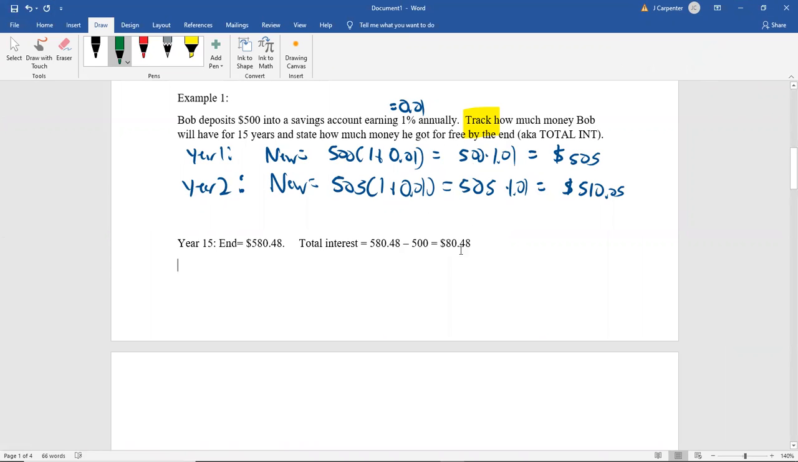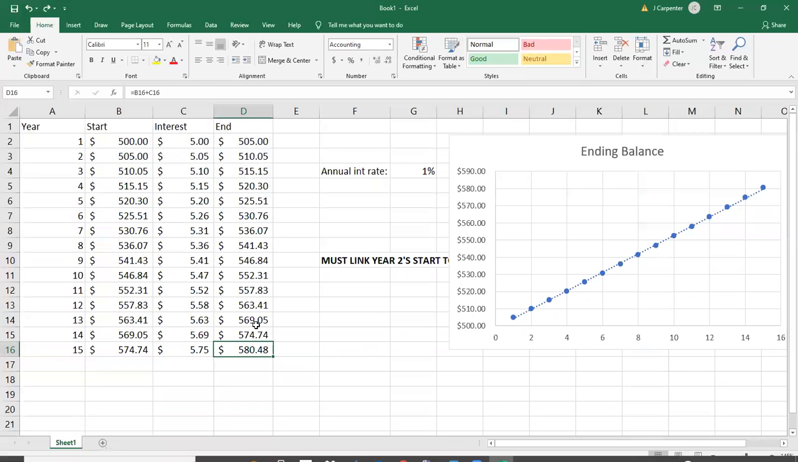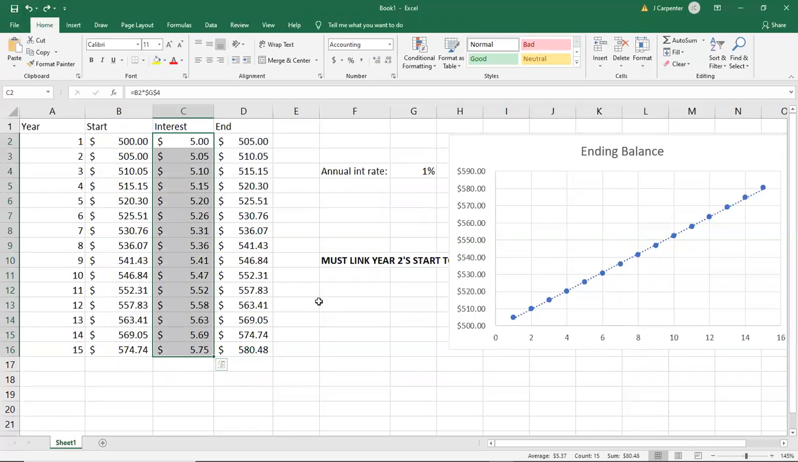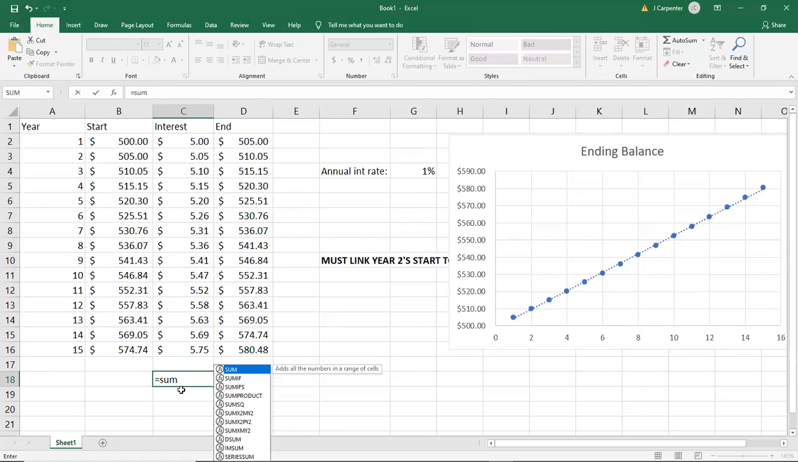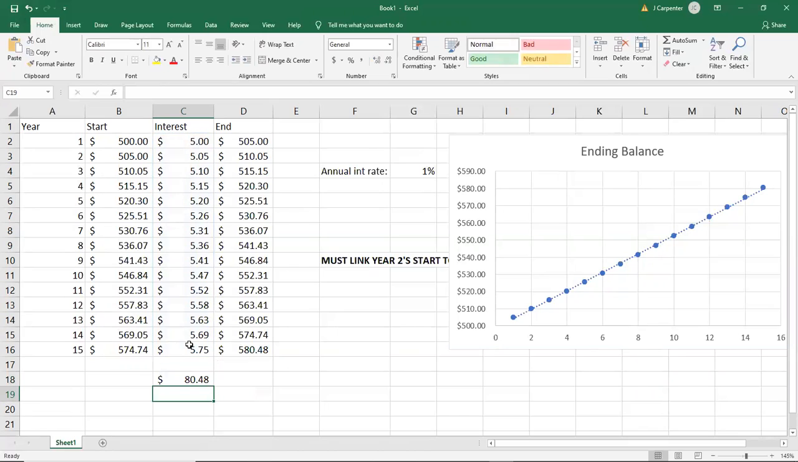Want to see another cool way to calculate that free money if you're doing this in Excel? And I showed this in the other class as well. If you just add up the interest from every year, that'll give you your total interest. So in Excel, I can just go equals sum, open a parentheses, drag all those, close it, enter, $80.48. I could have used Excel to do the calculation the other way as well. I could have gone equals the final ending amount of 580.48 minus the starting value of 500. Same answer either way. Two ways to get the job done. Do I care which way you do it? Nope, I don't.